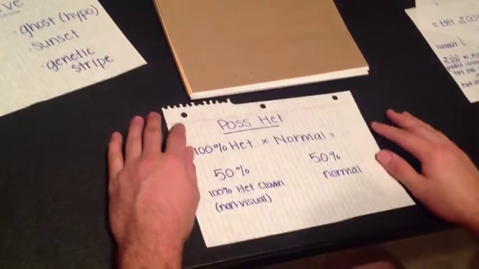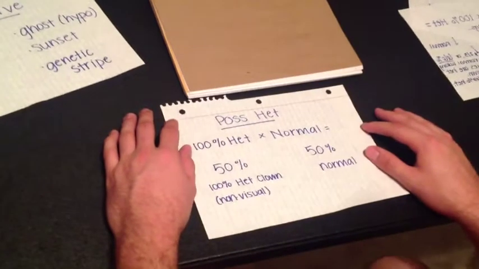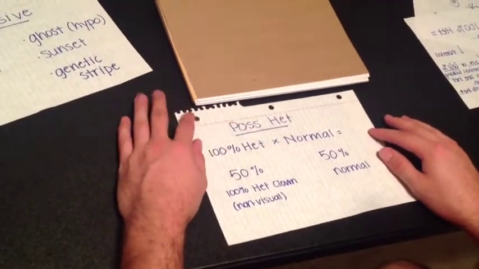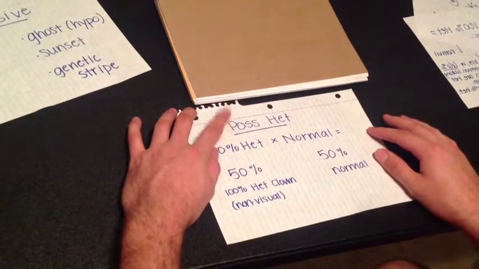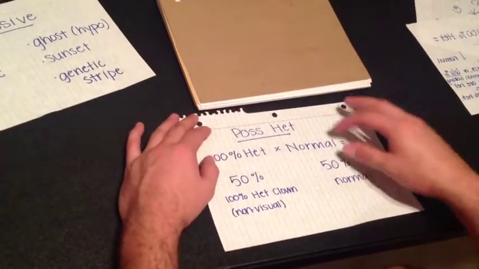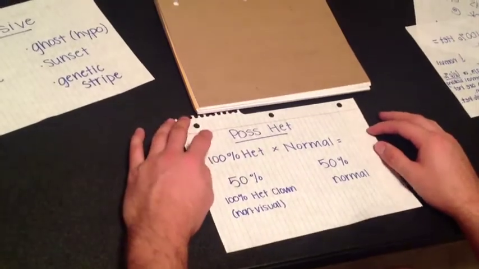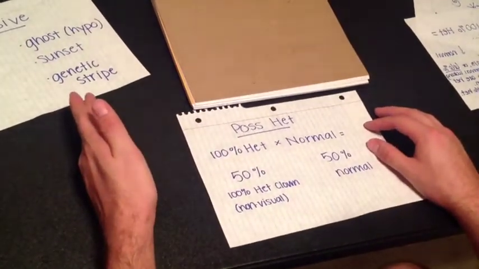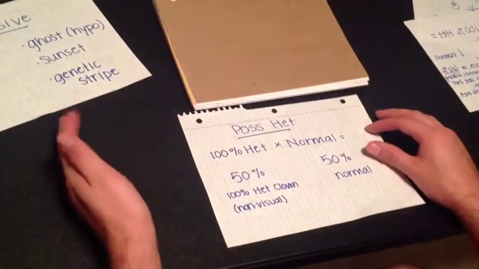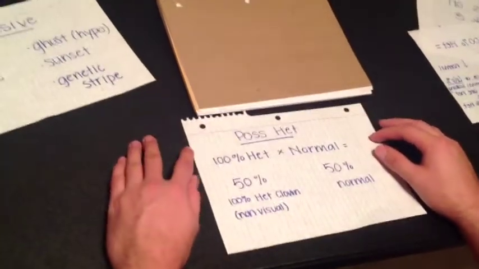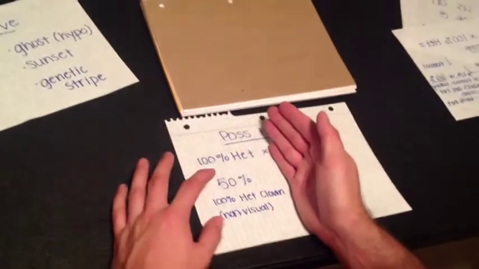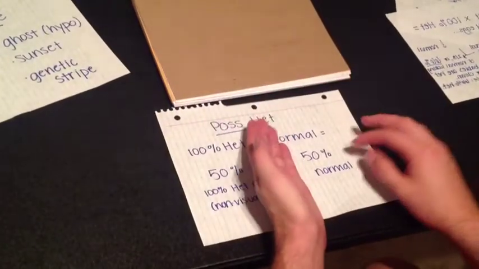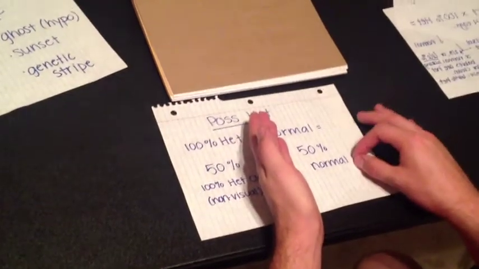Alright, so a lot of times you'll see people selling pos het. Pos is possible het. So basically it's saying that it's possibly heterozygous for whatever recessive gene you're looking for. So if we're breeding a 100% het animal, meaning half of the structure is het for whatever recessive gene, and you're breeding that to a normal, only 50% of the babies will be 100% het clown, but they will look like normals. The other 50% will be normal.